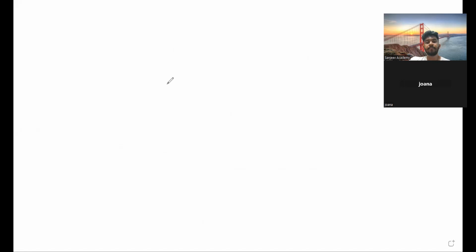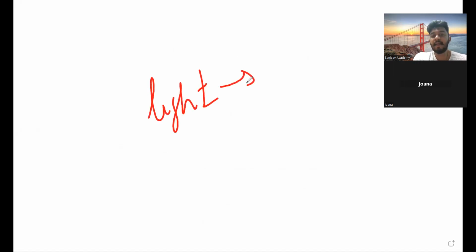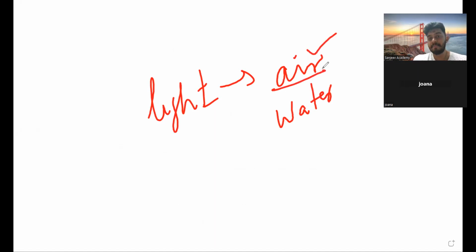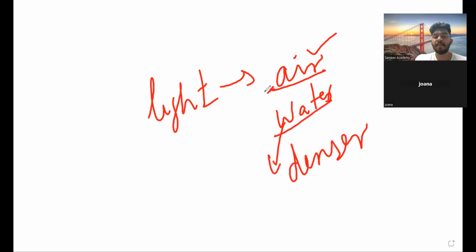So if I take the light, correct? If I take light, does it travel faster in air or water? Light will travel faster in air, correct? So which is the rarer medium? Which is the rarer medium? Rarer in the sense less dense. Water is my denser medium, and air is my rarer medium. Is it clear? Is this thing clear?